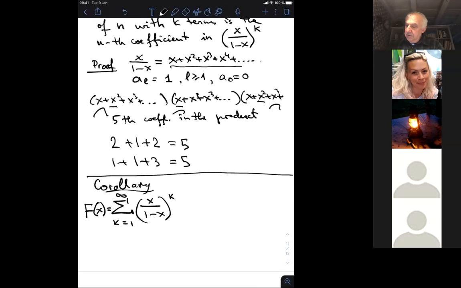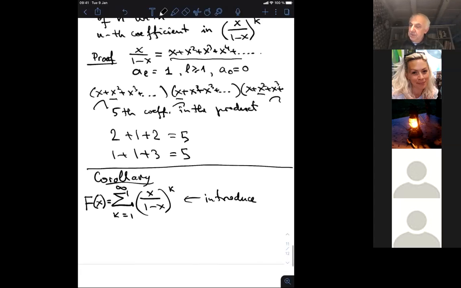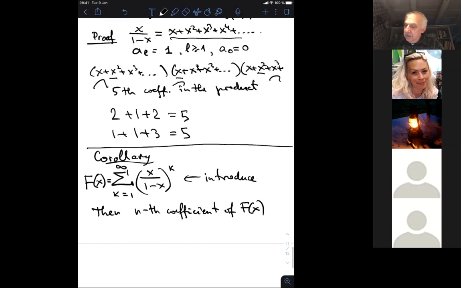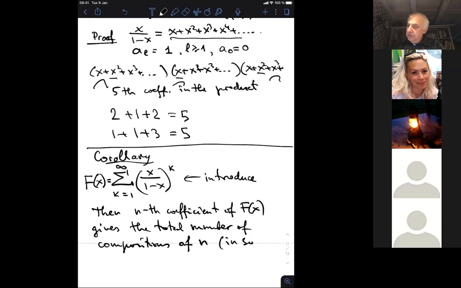So I'm introducing such a power series, and the claim would be the nth coefficient of f of x gives the total number of compositions of n in some number of terms.